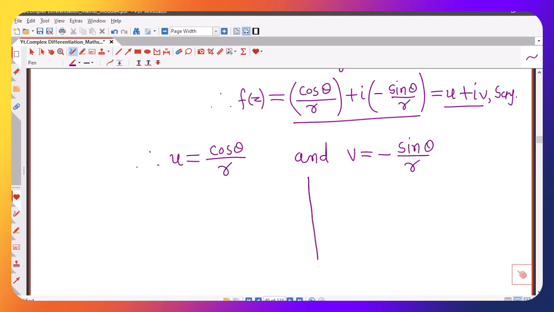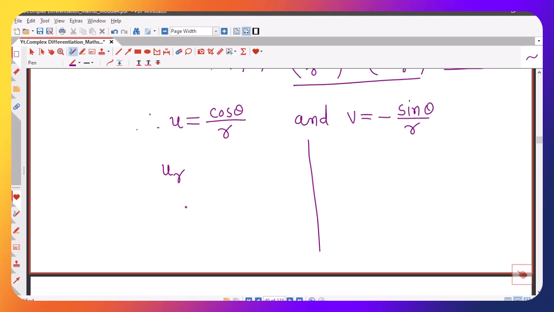Now method is simple. First we will determine the first order partial derivatives of u and v with respect to r and theta. Now when we differentiate with respect to r, we consider theta as constant. So cos theta is constant and derivative of 1 by r is minus 1 by r square. Therefore we write this as minus cos theta divided by r square. Then we differentiate with respect to theta. So 1 by r is constant and derivative of cos theta is minus sin theta. So we have minus sin theta divided by r.